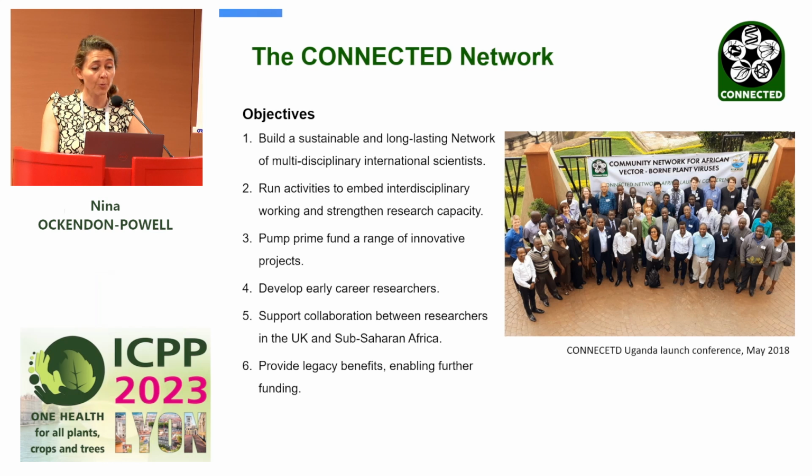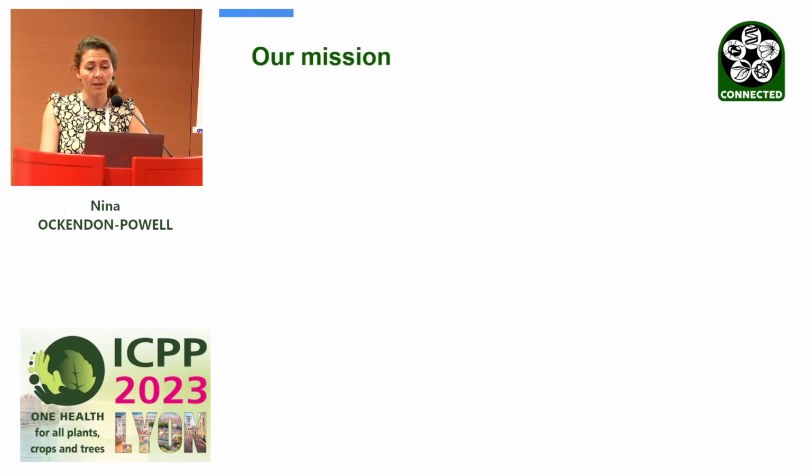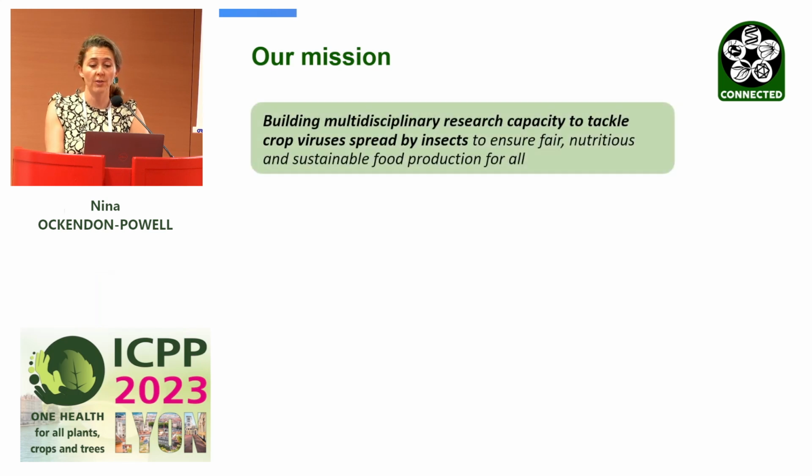Also to support collaboration between researchers in the UK and sub-Saharan Africa, and to provide legacy benefits by facilitating the opportunity for further funding for projects that bring the greatest impact to the region. So we distilled these objectives down into our core mission, which is to build multidisciplinary research capacity to tackle crop viruses spread by insects, to ensure fair, sustainable, nutritious food production for all. And we do this through research, training, and global engagement.